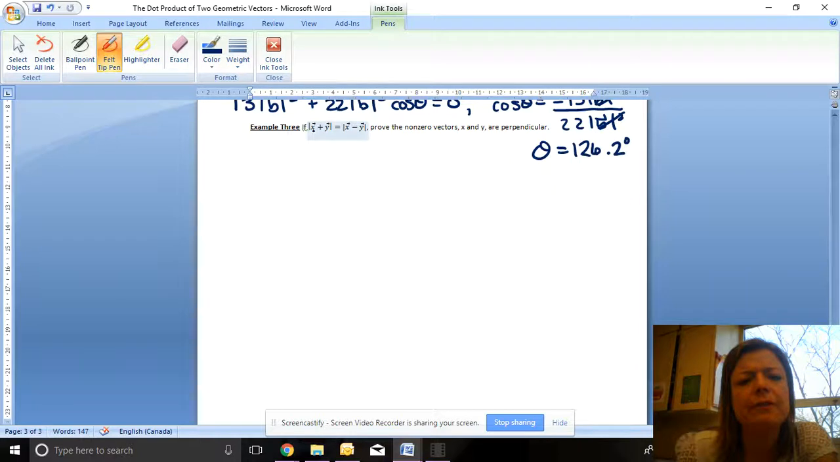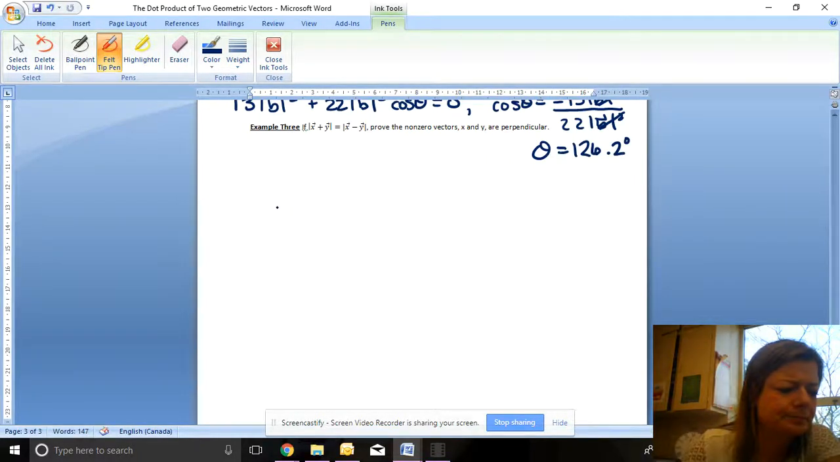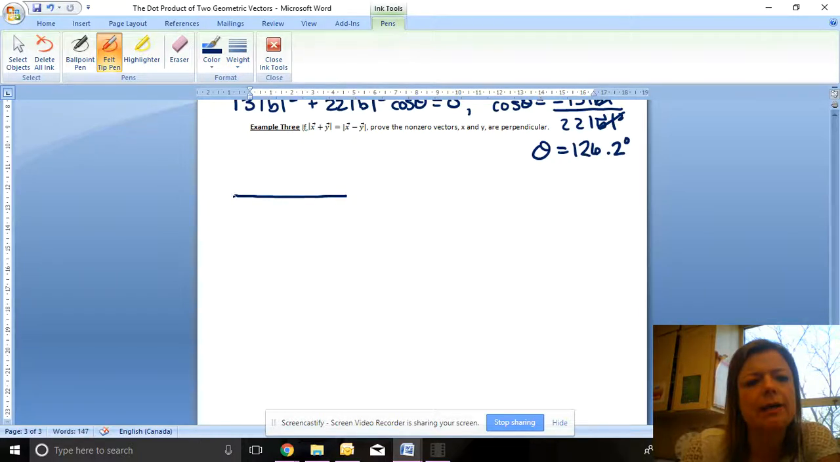The last example involves a diagram to help us understand. Prove that if the magnitude of x plus y equals the magnitude of x minus y, the non-zero vectors x, y are perpendicular. If we imagine this, they're saying if we have an x plus y, which would be this resultant here, right?